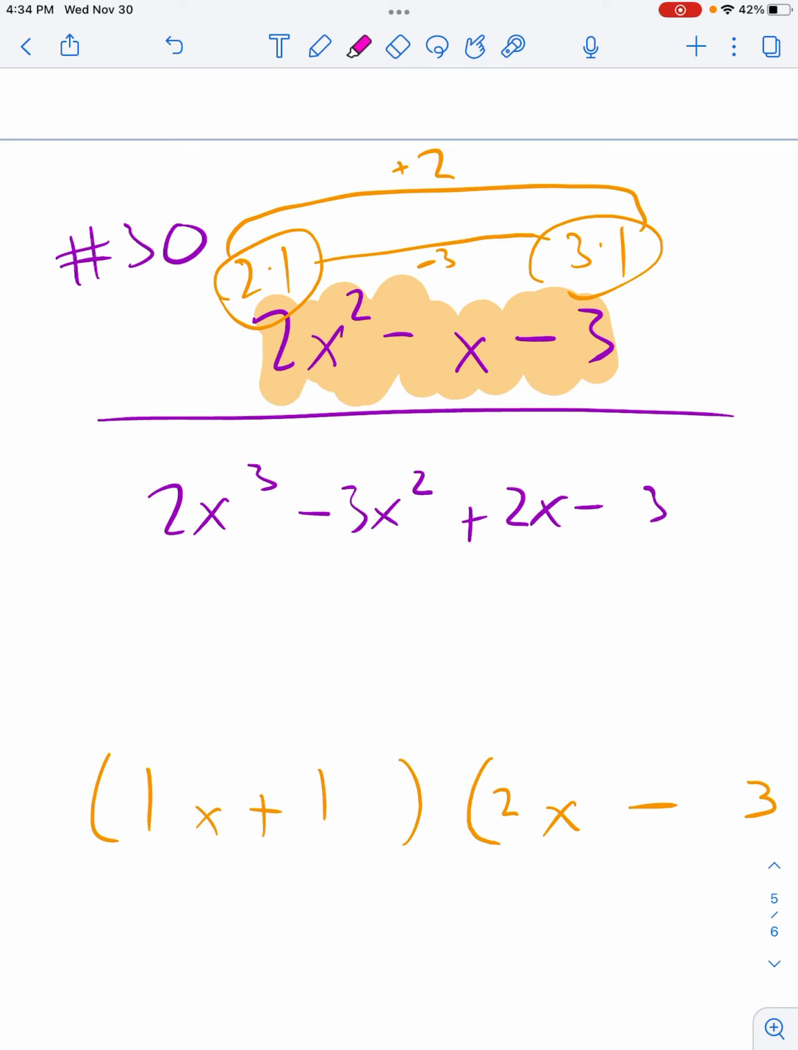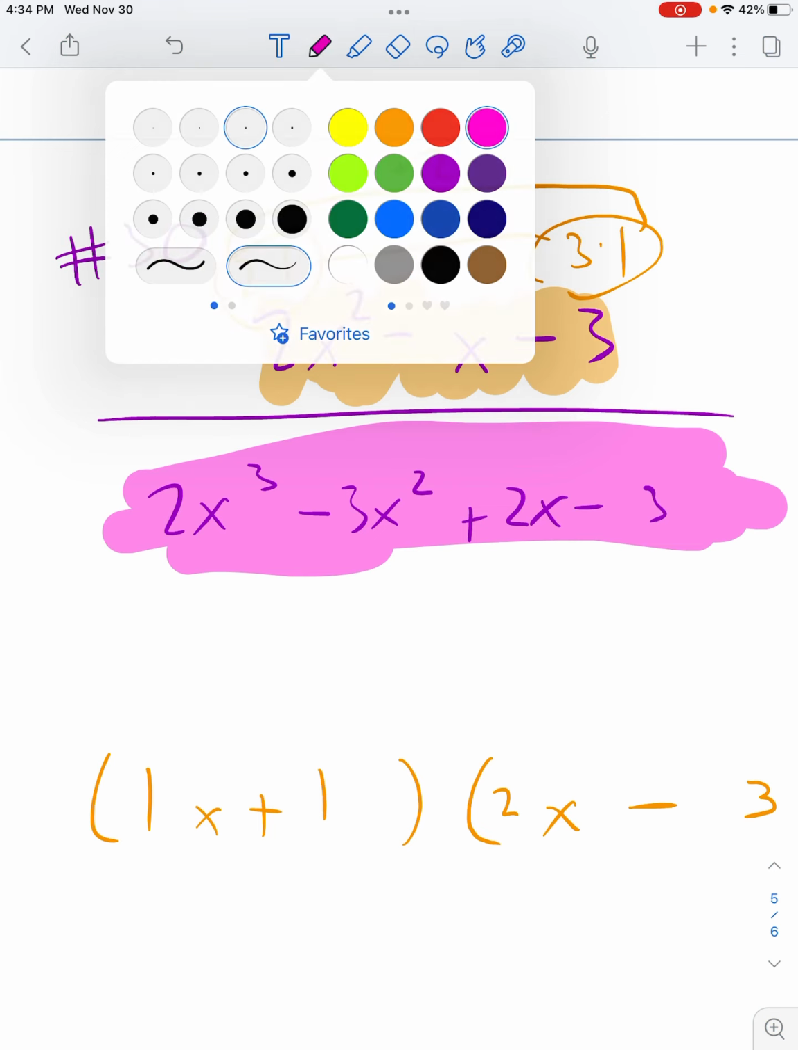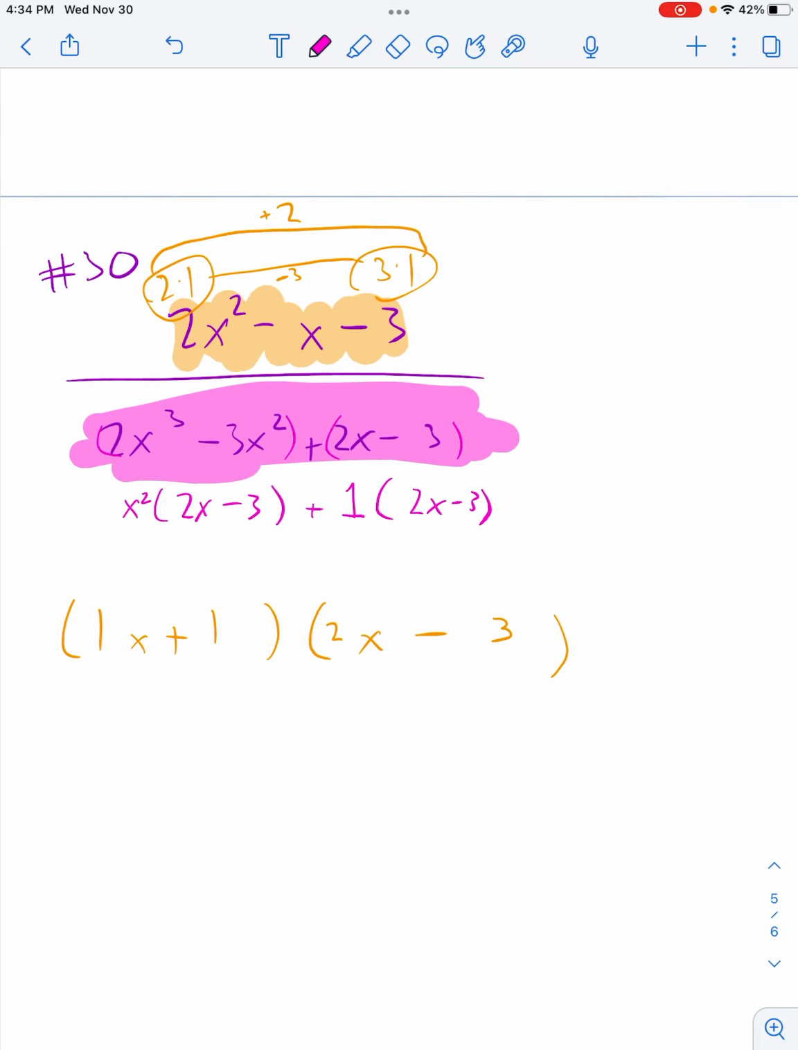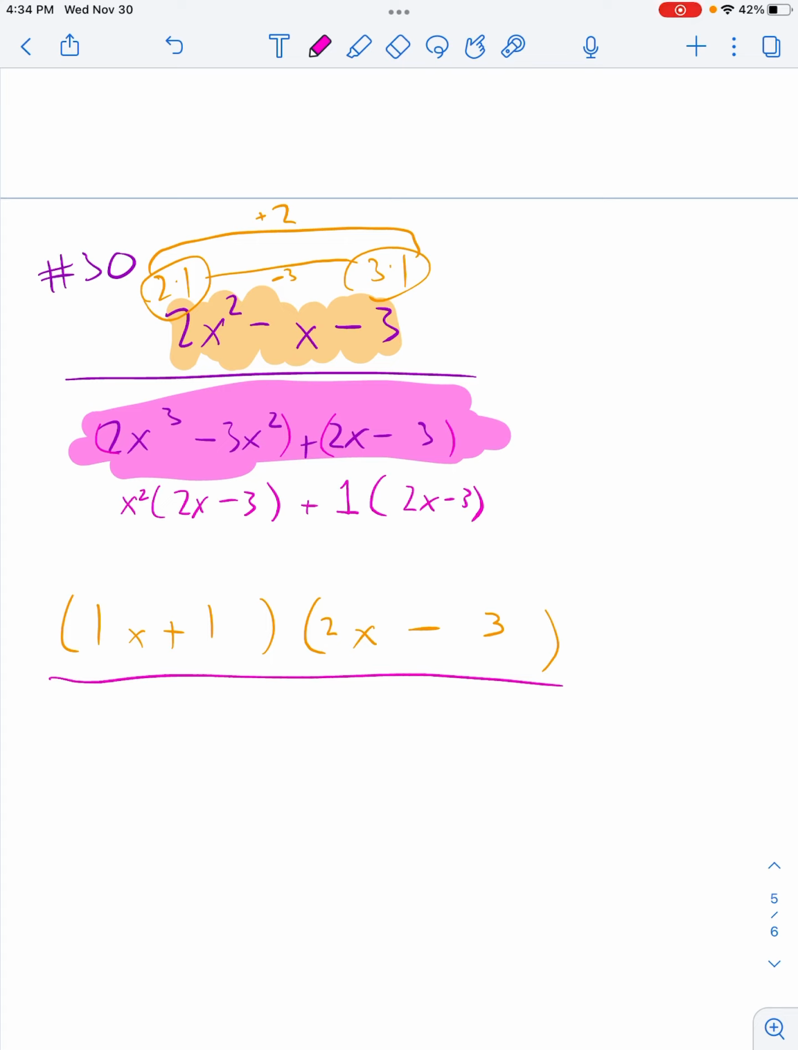Sorry. Let's put that back. Okay, so this is going to be parentheses around, okay. X squared times 2x minus 3 plus, there's technically a 1 times 2x minus 3, okay. So that factors in the bottom here to x squared plus 1 times 2x minus 3, okay.